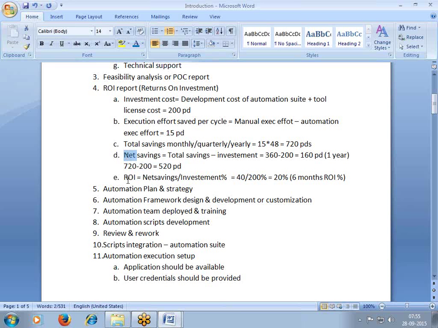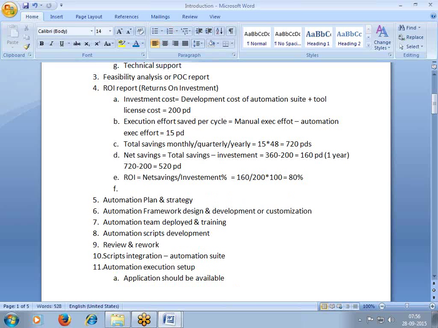Understand? Now how will ROI be calculated? See, net savings by investment, as a percentage. At the end of the first year, what is the ROI? See, at the end of the first year, what is the saving? 160 days, right? 160 divided by investment 200. We have to calculate this in percentage, into 100, correct? Into 100. How much percentage? 80. 80 percentage we have achieved here at the end of the first year.